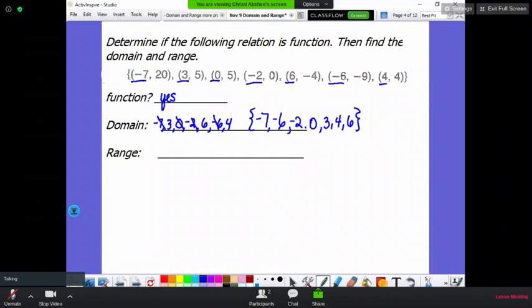For the range, first I'm just going to make a list of them: 20, 5, 5, 0, -4, -9, and 4. I have two 5s, so I don't have to list that twice. I'm going to start with my lowest and go to the highest, so -9, -4, my negative numbers first, and then 0, 4, 5, and 20. That is my range, or the set of all the second numbers in the ordered pairs, or the y values.